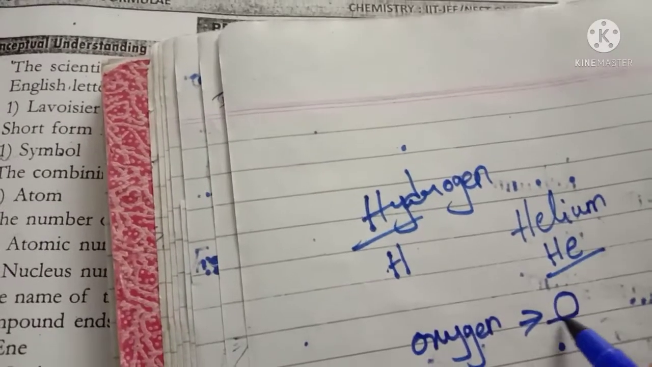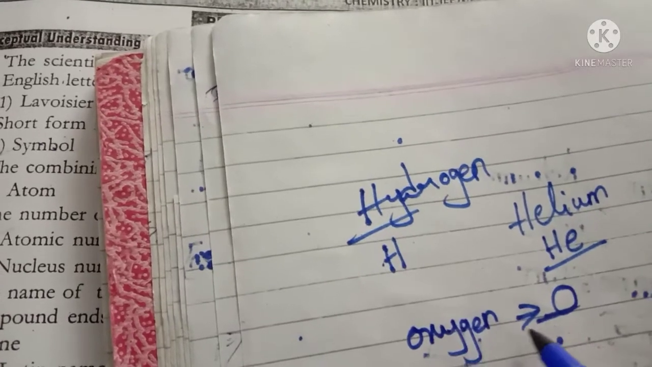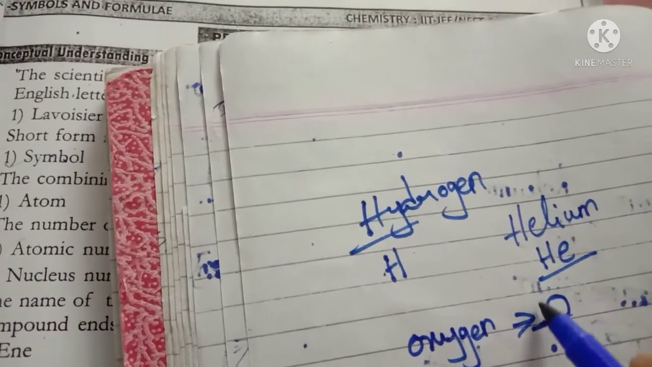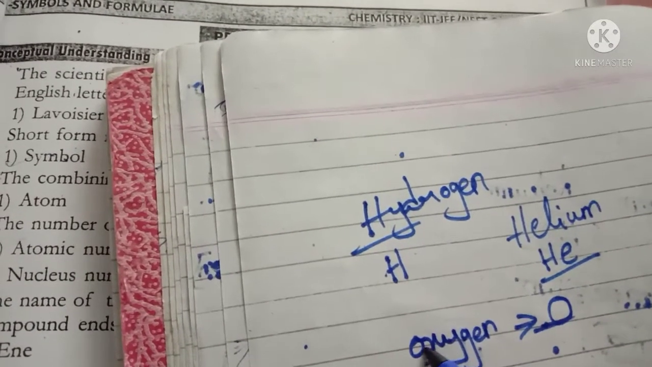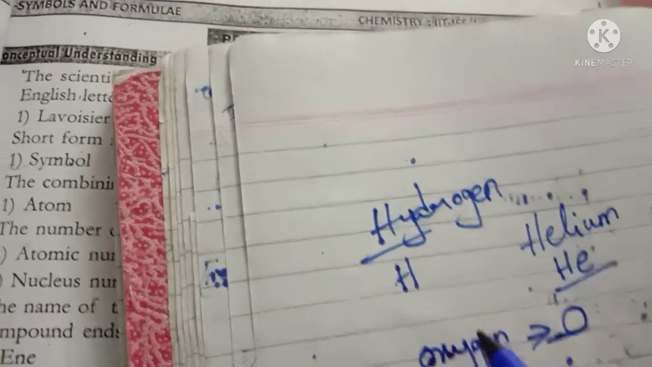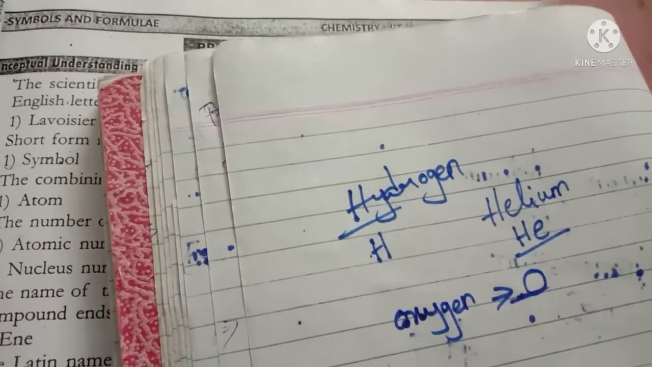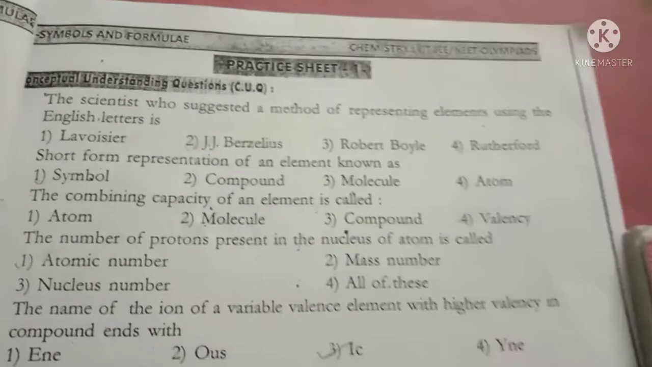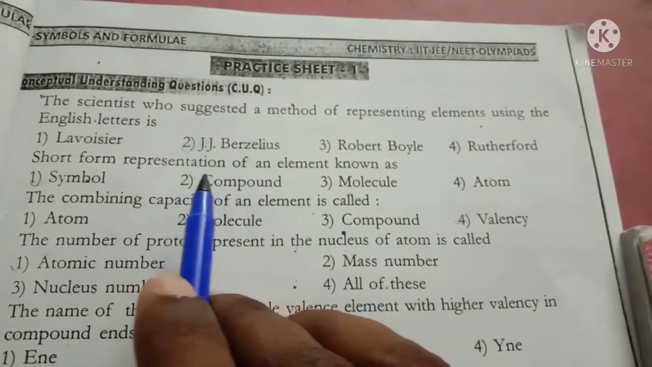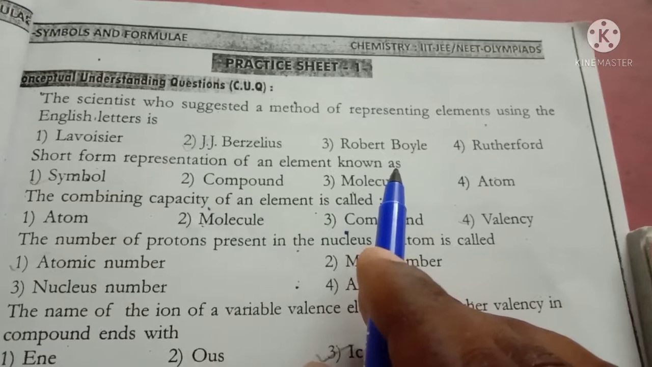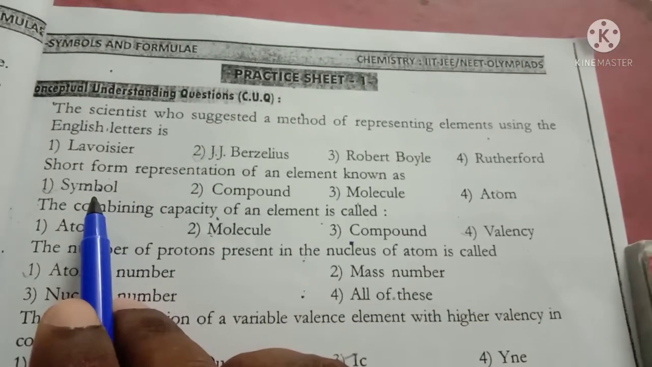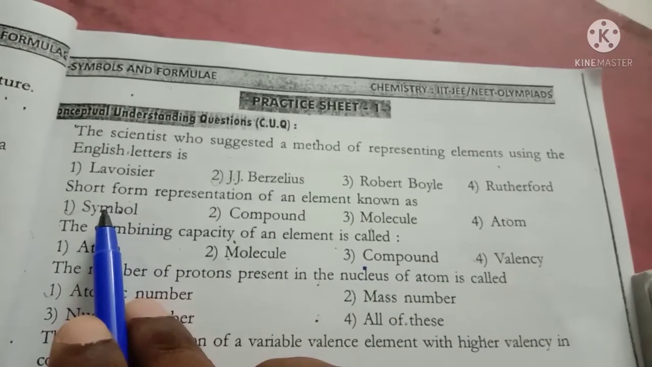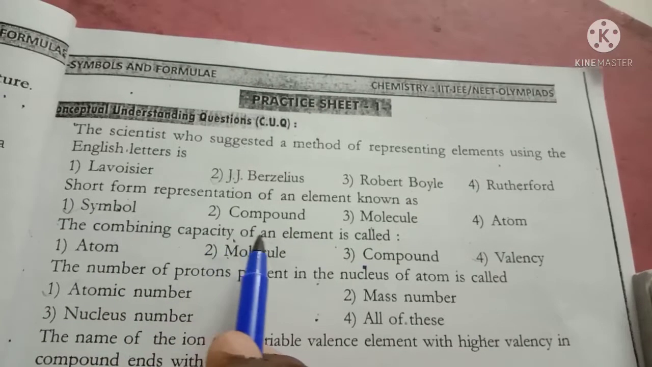O. Like this, representing the elements using English alphabet letters, using the first letter or first 2 letters, is the method suggested. Like this, we are representing the elements. So who suggested this method? J.J. Berzelius. Next, short form representation of an element is known as symbol. Okay, what do we call the short form representation of an element? Symbol.